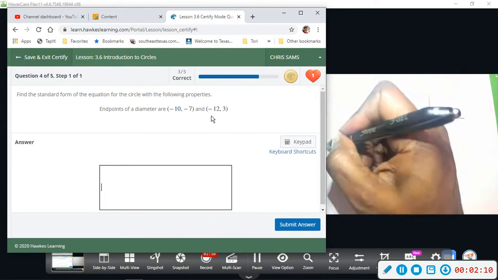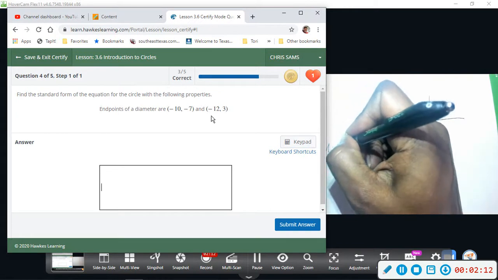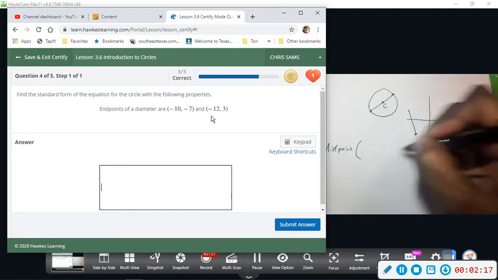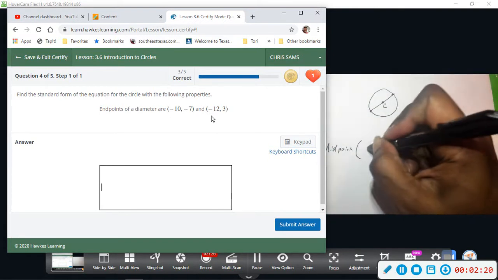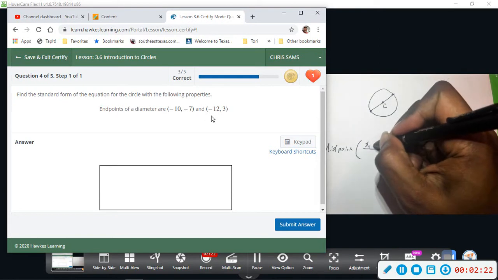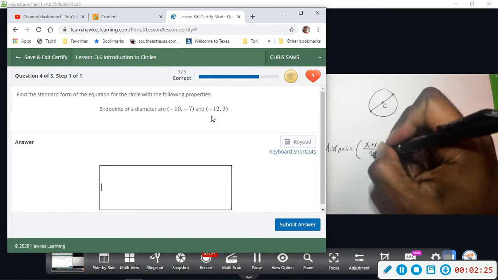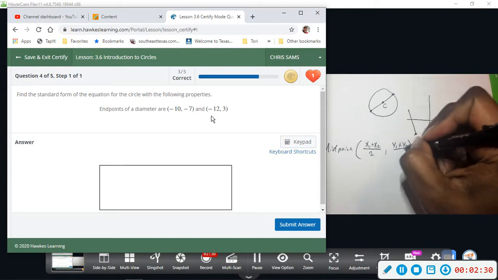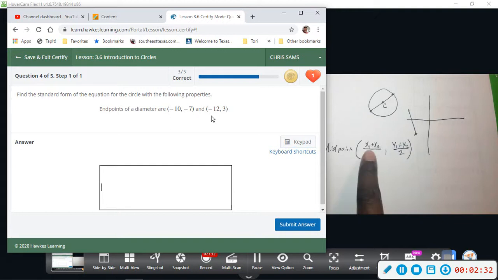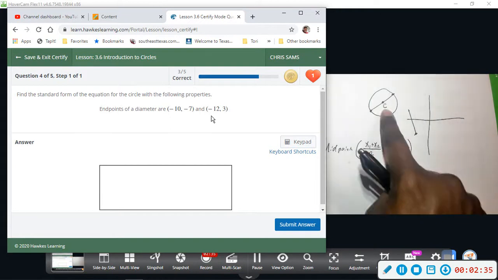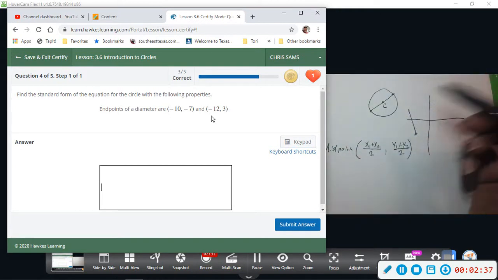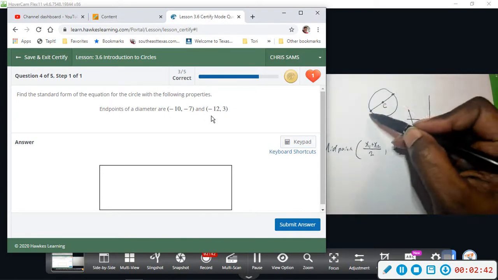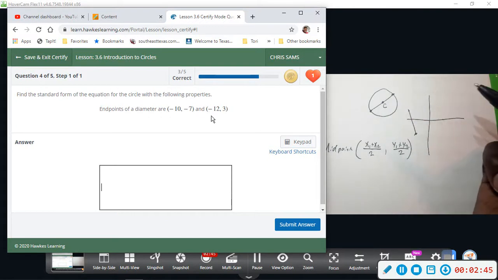So, midpoint. Midpoint formula, you're going to have ordered pairs. It's going to be x1 plus x2 divided by 2, and y1 plus y2 divided by 2. So we're going to find the midpoint. That's going to give us our center. This is going to be the same thing as the center, because the diameter is a line that goes all the way across and goes through the middle, or the center.